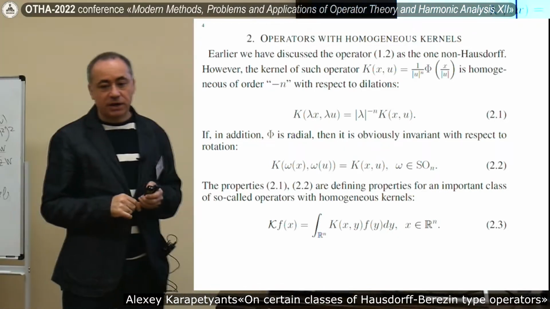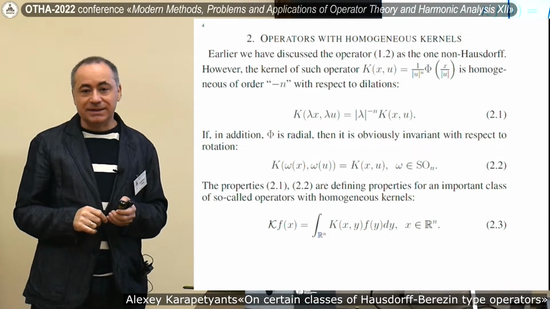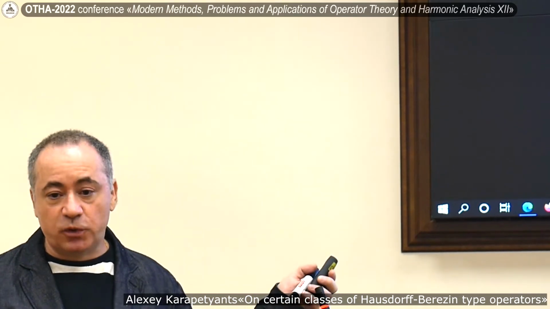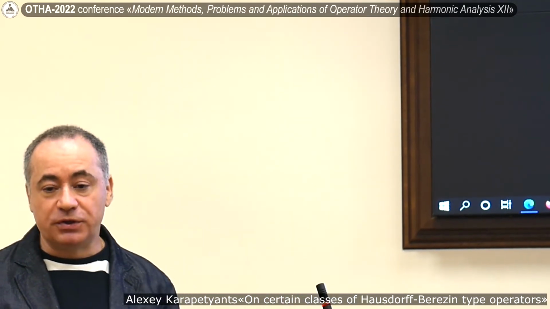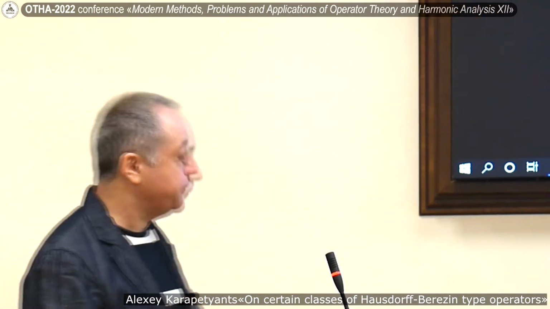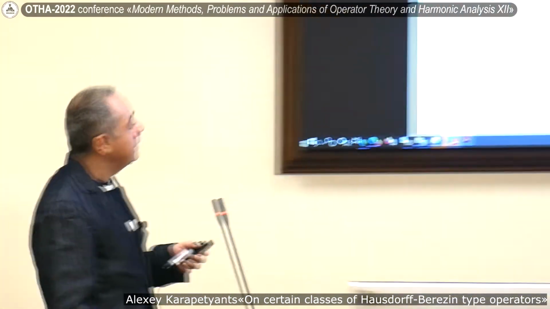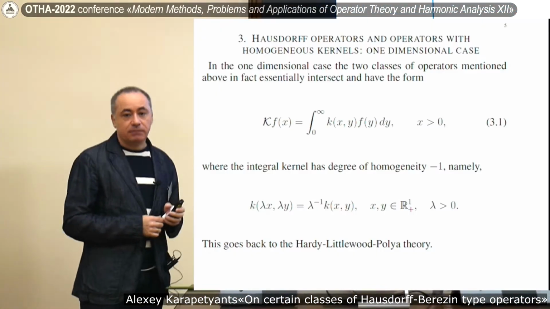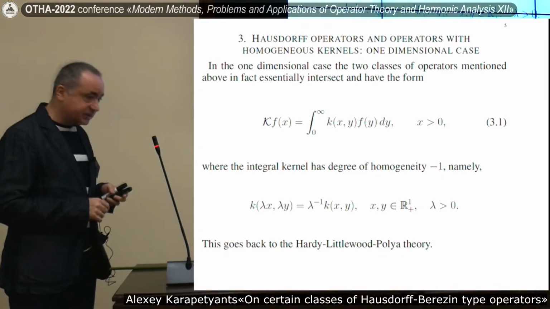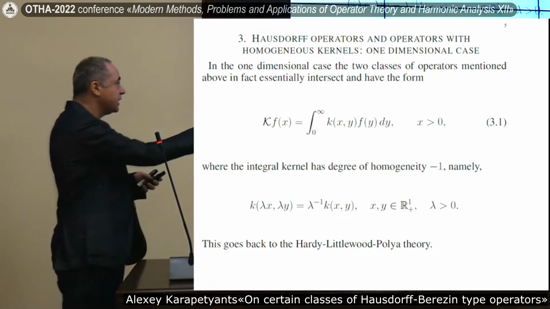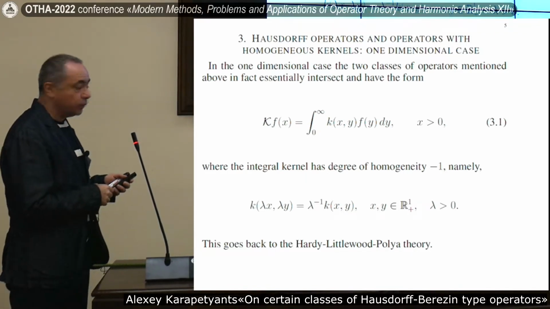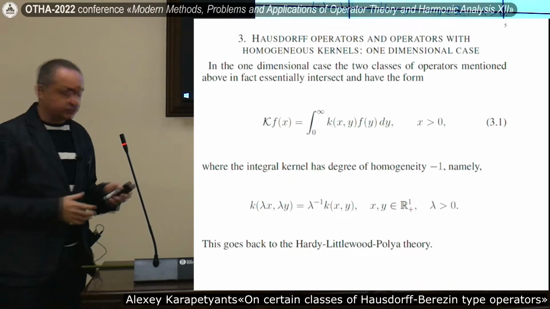In our paper with Karapetyants, we go further and we consider not only integral operators but just homogeneous operators, because we realized that this property should not be connected with the kernel but rather with the measure on a measure space. But this is another story. And as I said, in the one-dimensional case, homogeneous operators and Hausdorff operators coincide. And I repeat, because it is very important, that all this goes back to the very famous Hardy-Littlewood-Pólya theory. So we consider really good operators that contain good examples inside.